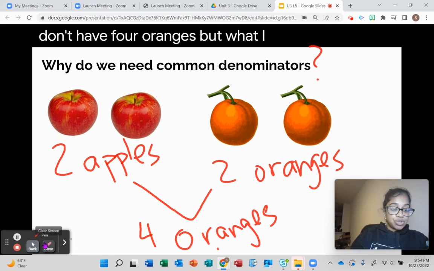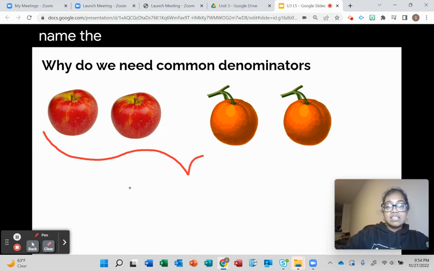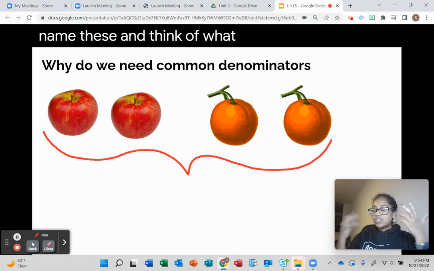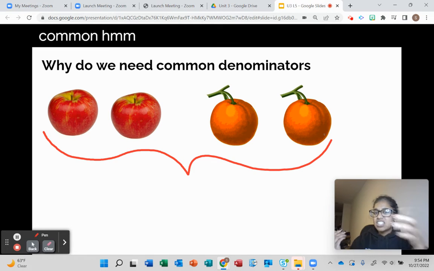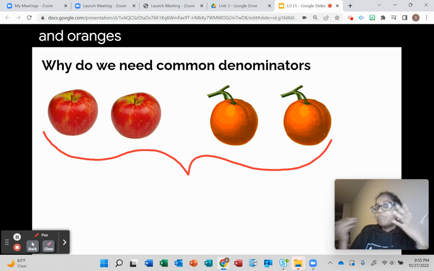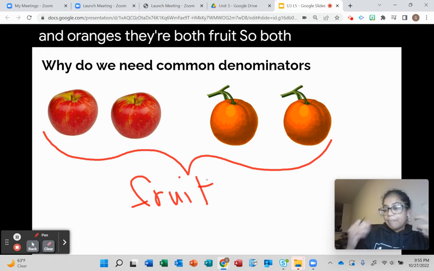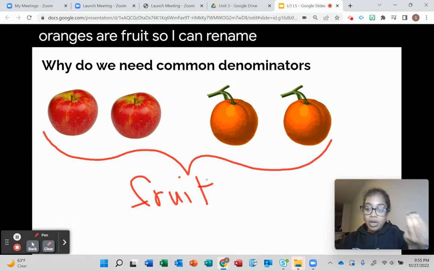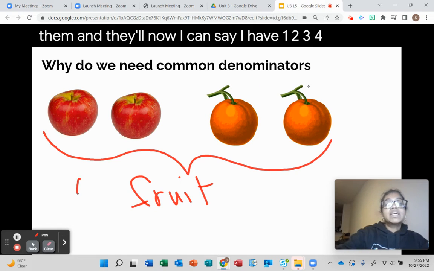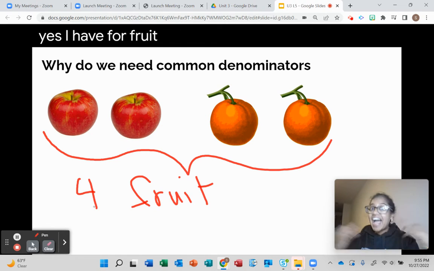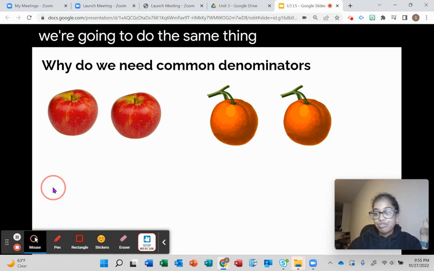But what I can do is rename these and think of what they have in common. What are some things that they have in common? I look at these and I know that apples and oranges, they're both fruit, right? So both apples and oranges are fruit. So I can rename what I'm calling them. And now I can say I have 1, 2, 3, 4, because yes, I have 4 fruit. I do have that. So in the same way, we're going to do the same thing for fractions.